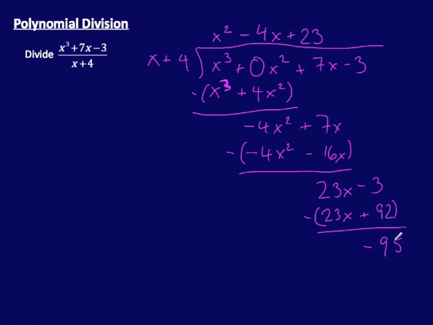x times something, there's no way I can get to negative 95. So, minus 95 over x plus 4. There's your final answer, everything up there.